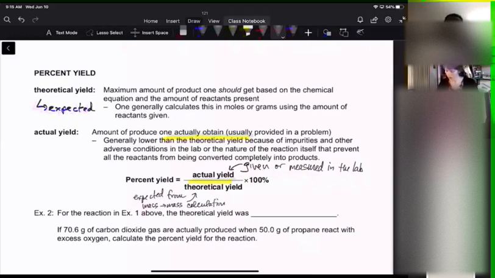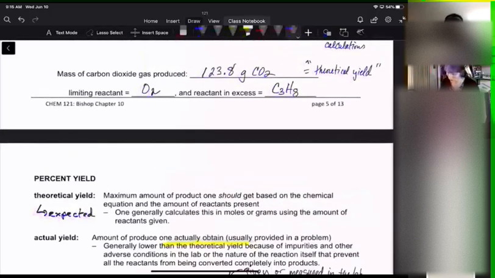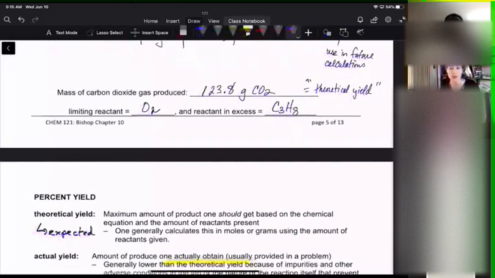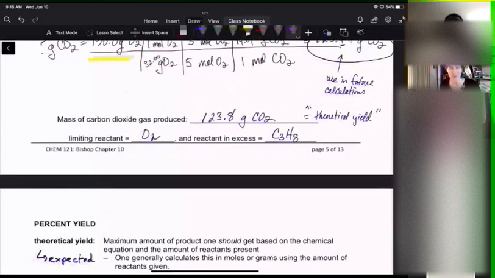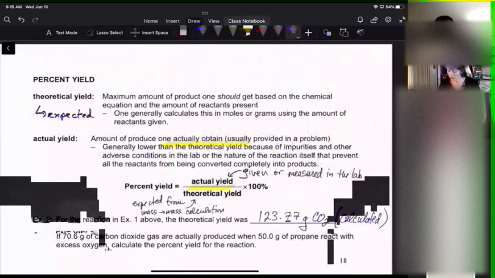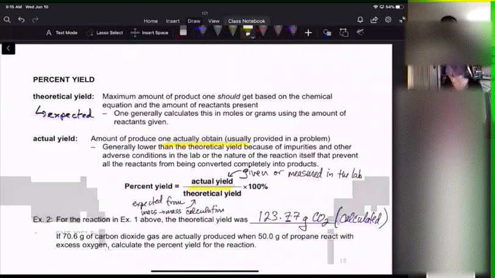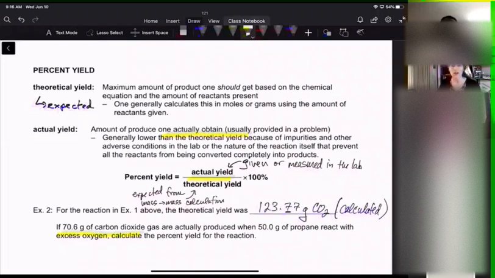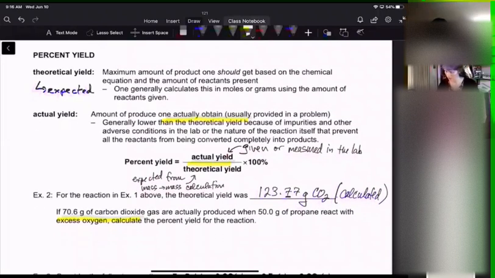So in the reaction above, our theoretical yield was 123.8, or I'm going to keep the unrounded value because we're going to need to use it again. So 123.77. Now, what if we caught all of that carbon dioxide, maybe on a filter or collected it in a cylinder? So let's say we captured that gas and we measured the mass and it was only 70.6 grams. We would be able to quantify how that reaction proceeded using a percent yield.